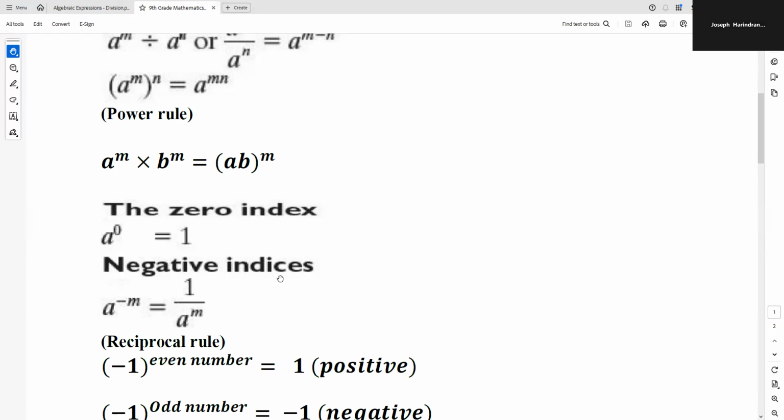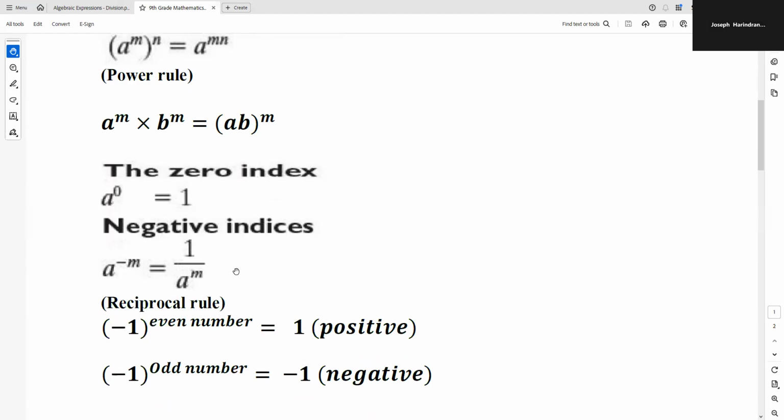Negative indices or the reciprocal rule: a power negative m is equal to 1 by a power m, the reciprocal. If you want to make it a positive index or positive power exponent, we have to take its reciprocal and make it positive, and vice versa. Negative to positive and positive to negative exponent rule. This is the reciprocal rule.